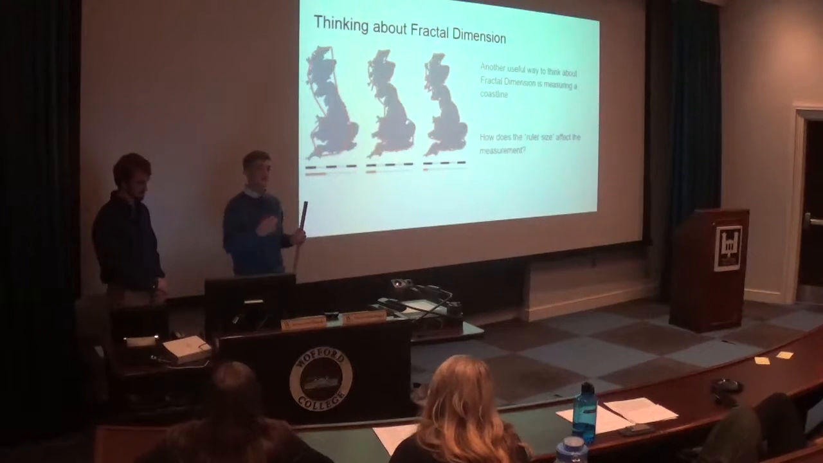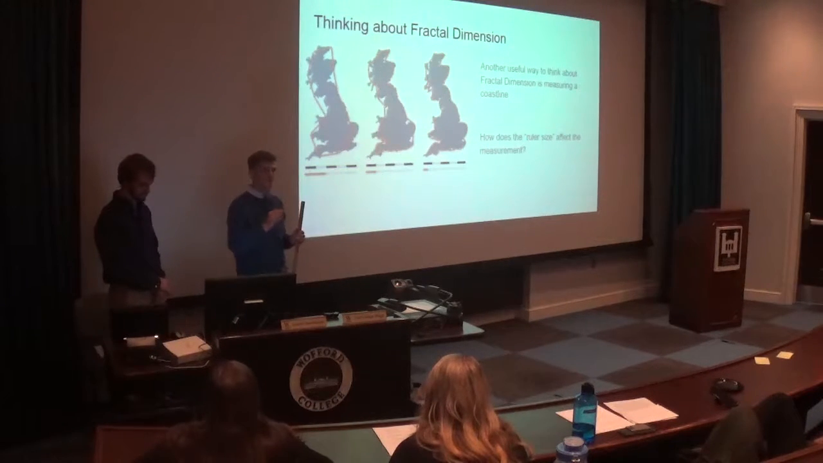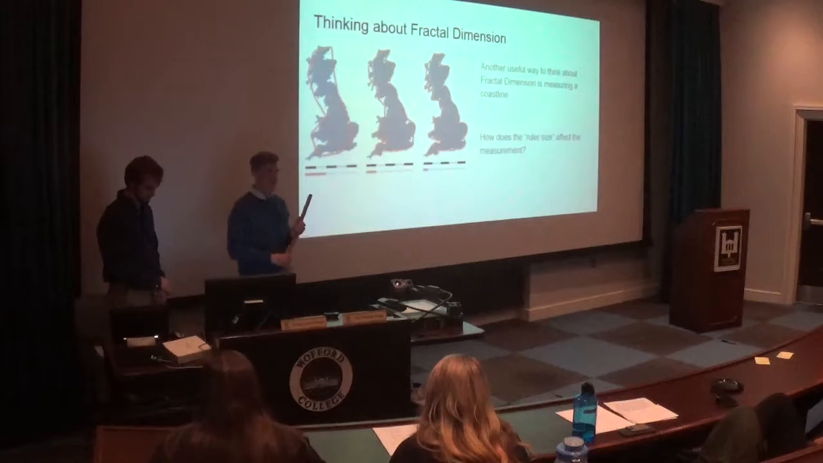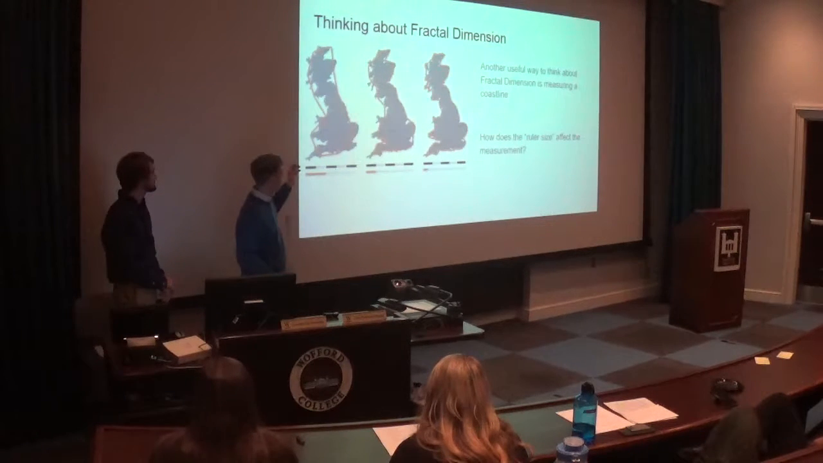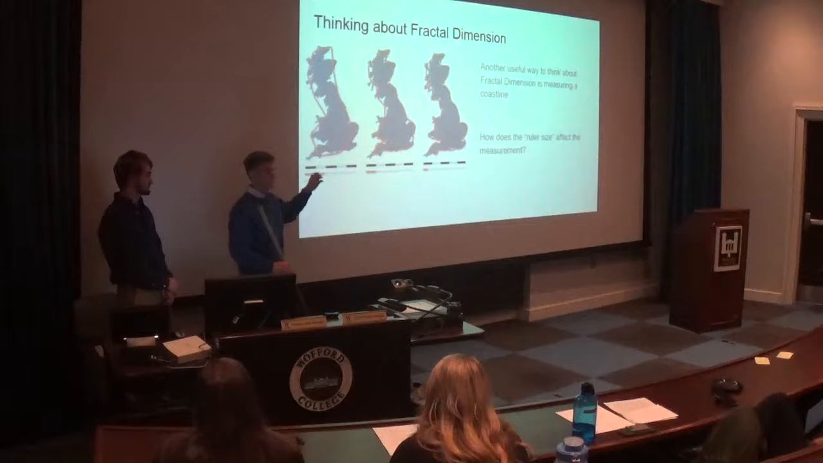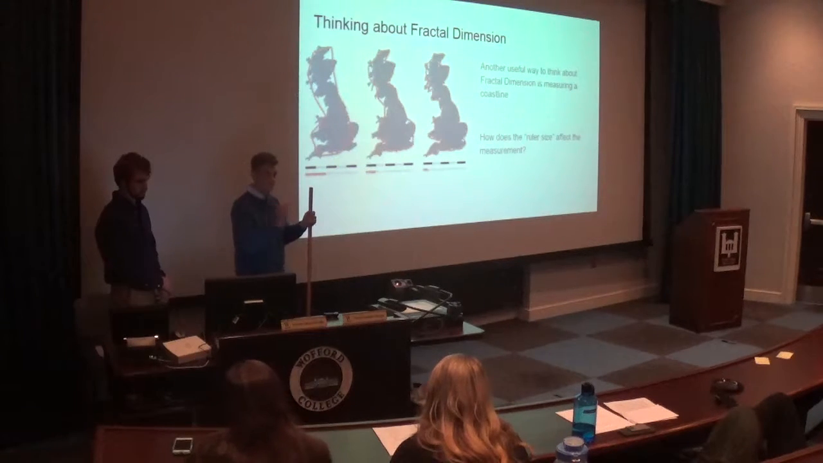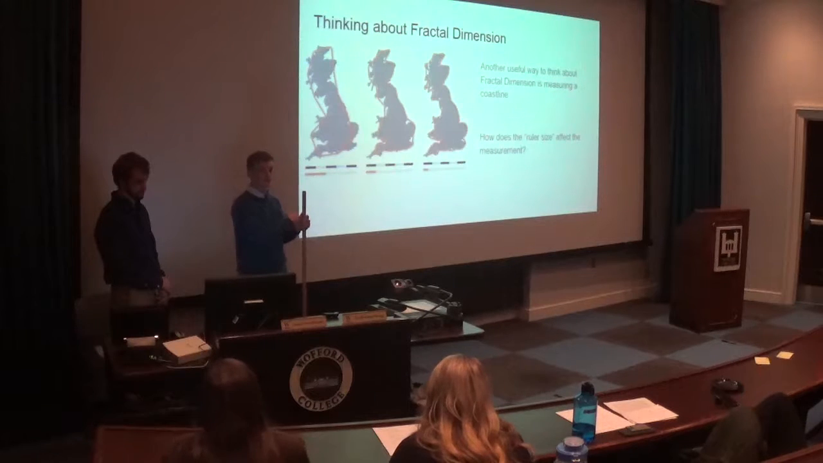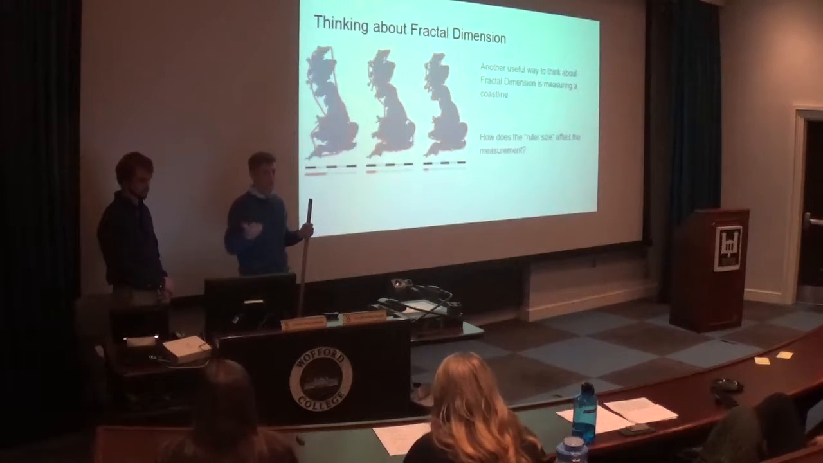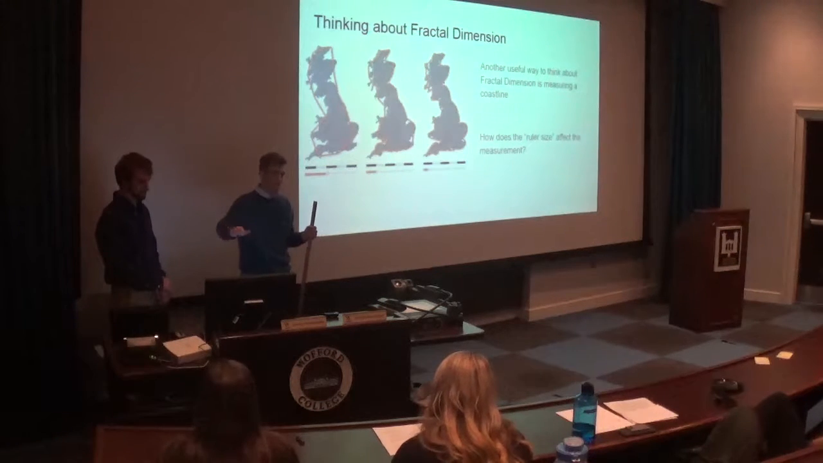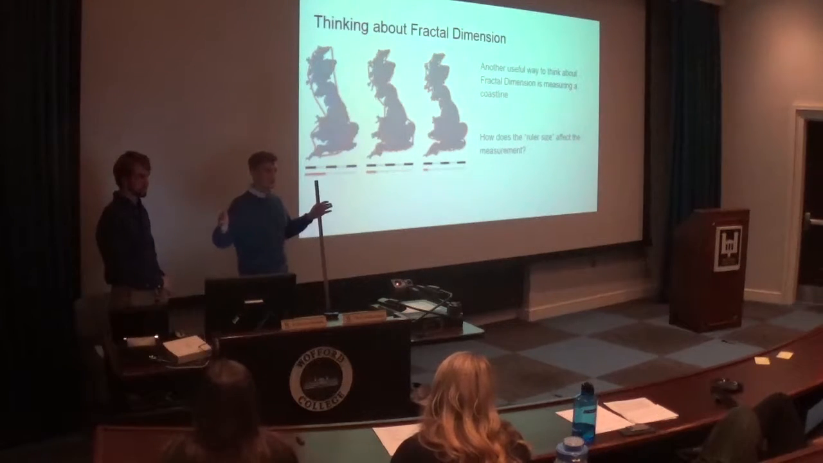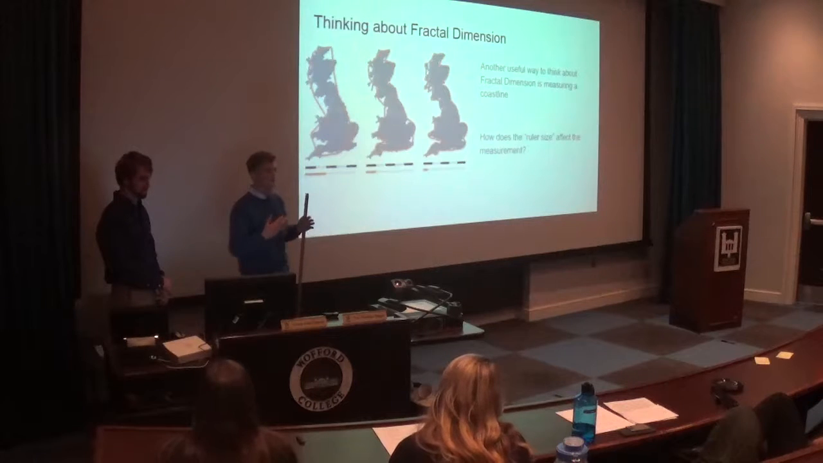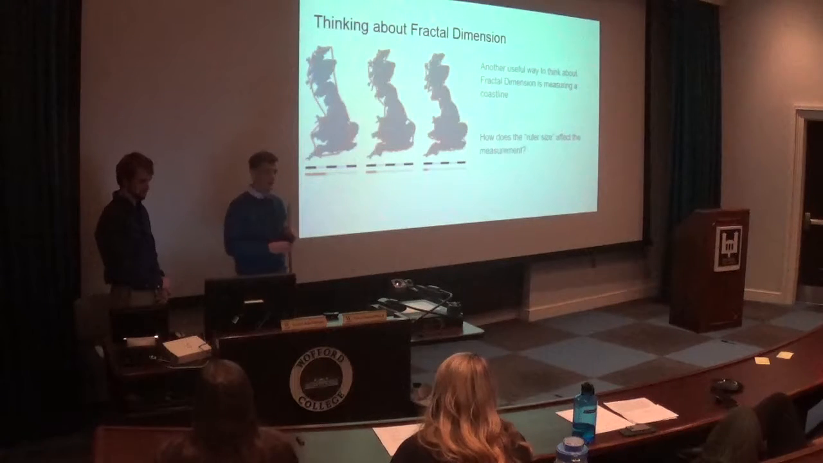So basically, the complexity changes the effect that the ruler size has. Something more complex, like Great Britain, which has such a complex coastline, as you change the ruler size and get smaller and more precise, is going to have a much bigger impact than something like, usually the classic example is the coast of South Africa.